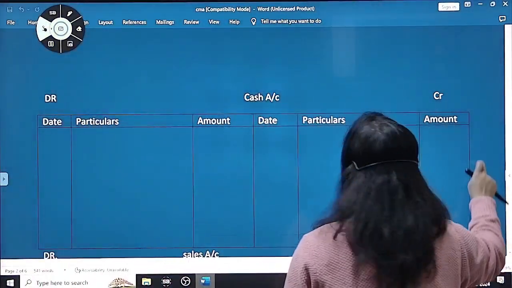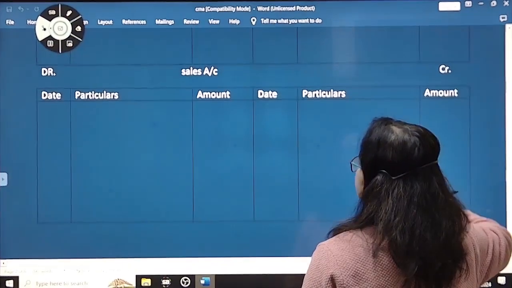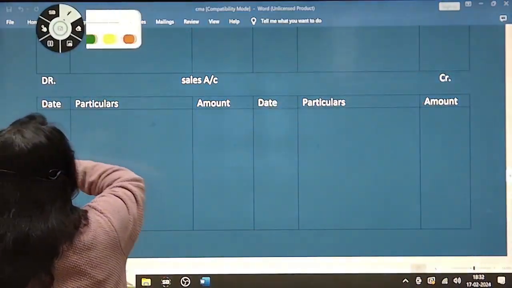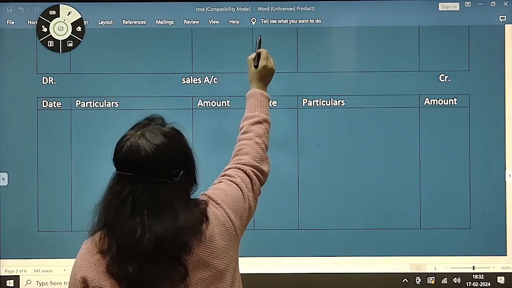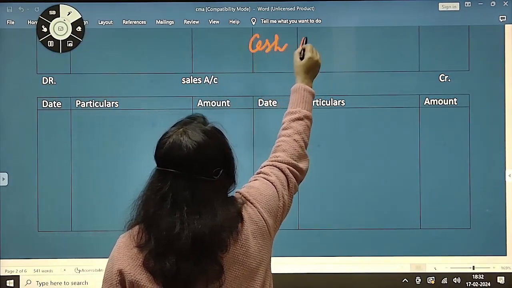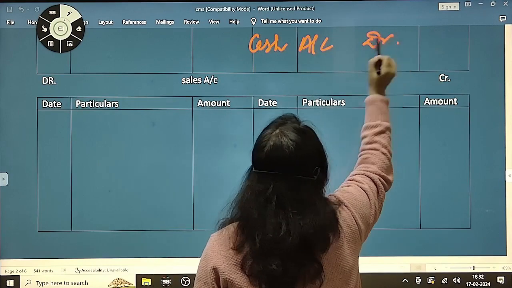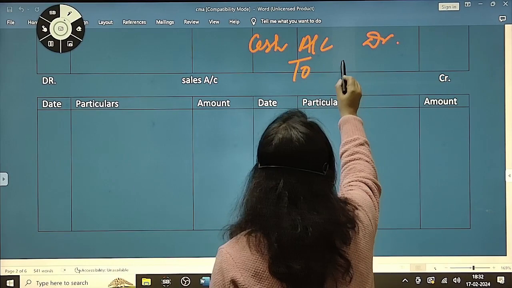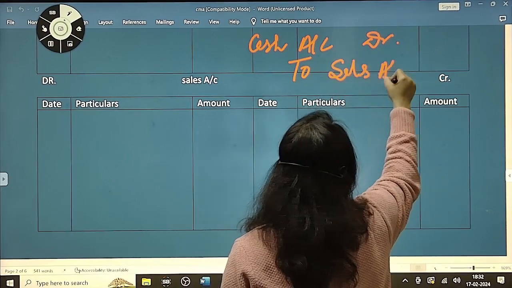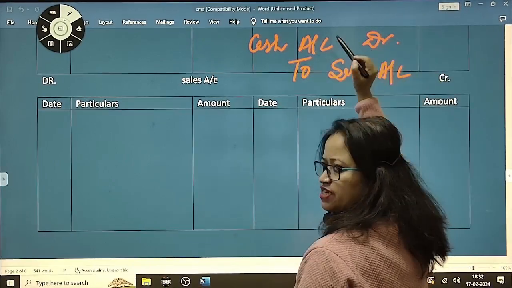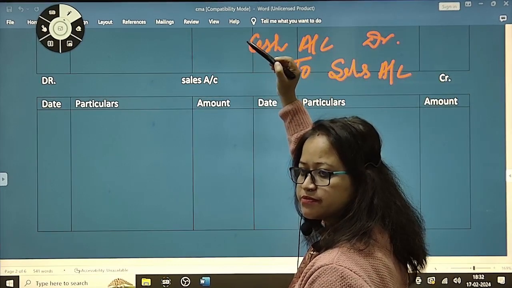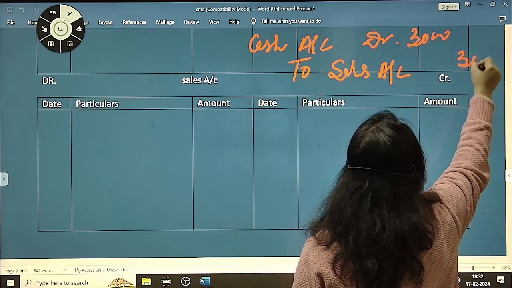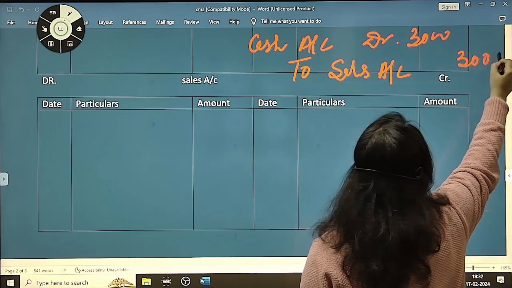Now, the cash account is done. Now we will go for sales account. There is one journal entry for sales. Journal entry was cash account debit. What was the amount? To sales account. No, not 1,000. 3,000. So cash account debit 3,000 to sales account 3,000.